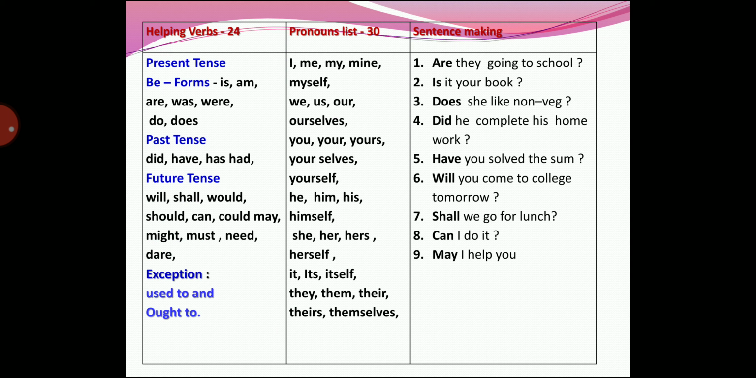Now you can look here. Are they going to school? I have taken are, they, and a pronoun, going to school. Is it your book? I have taken is it your book. So like this, can I do it? As many as possible, you have to create a number of interrogative sentences. Is it your mobile? Is it there? Are they coming? Will you go? Will they come?